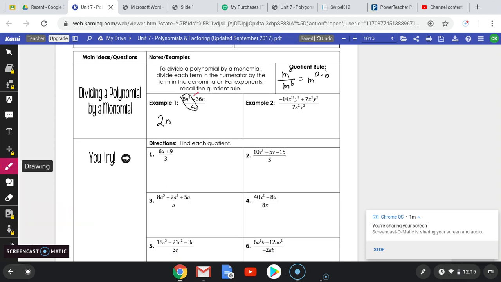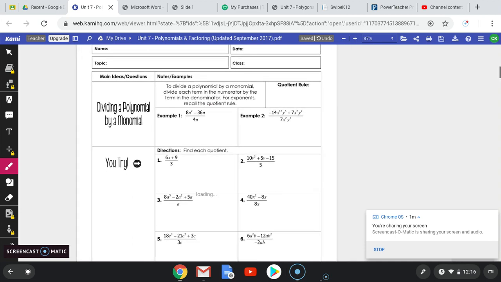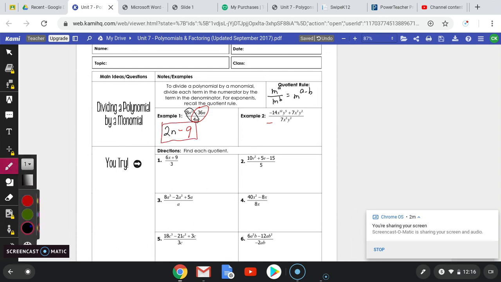And then I do the same thing for the next term. Negative 36n divided by 4n. Well, what's negative 36 divided by 4? Negative 9. Well, what's n divided by n? Anything divided by itself is 1. So it's really times 1, but I don't need to write that. So I'm done. That whole thing there just simplifies down to that.